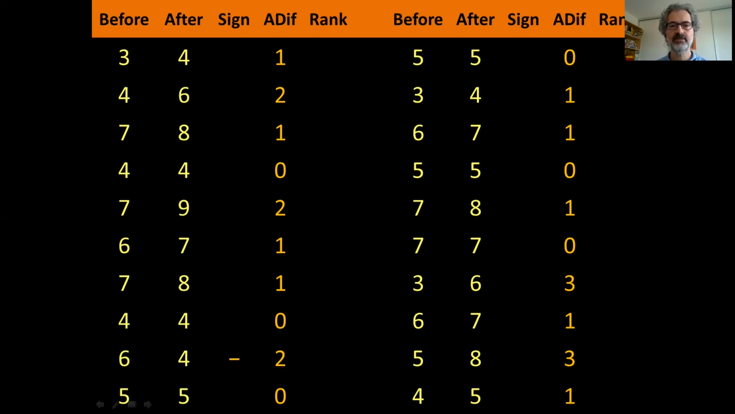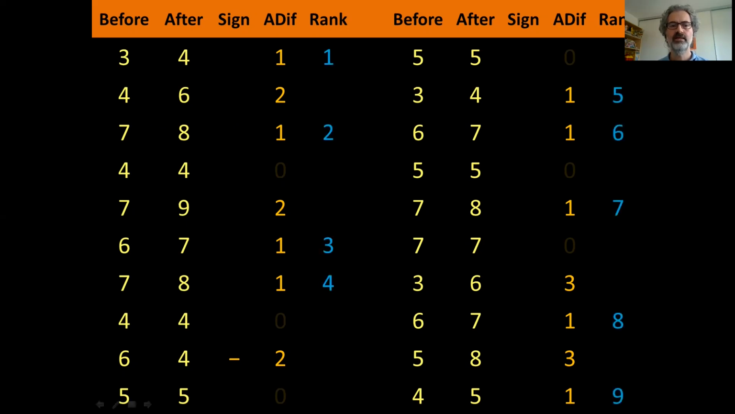The next step is to rank the differences without sign, so rank the absolute differences. First of all, we throw out all the zero differences. Zero differences do not contribute to a difference between groups. In fact, if all the pairs would be equal before and after, there would be no difference to talk about. Well, then we wouldn't even need to run a test. So zero differences don't count. They're thrown out. And then we rank the rest of the absolute differences.